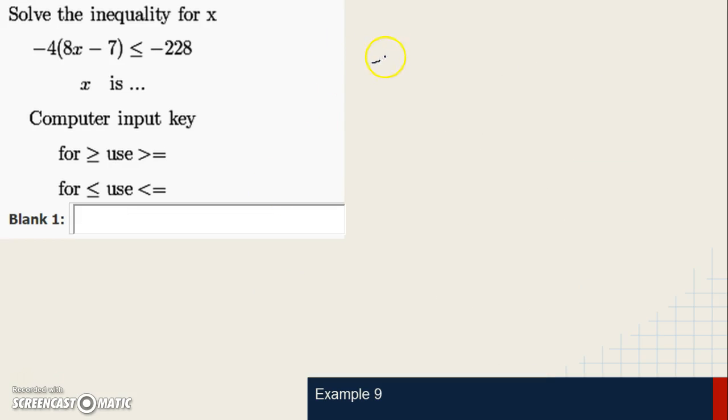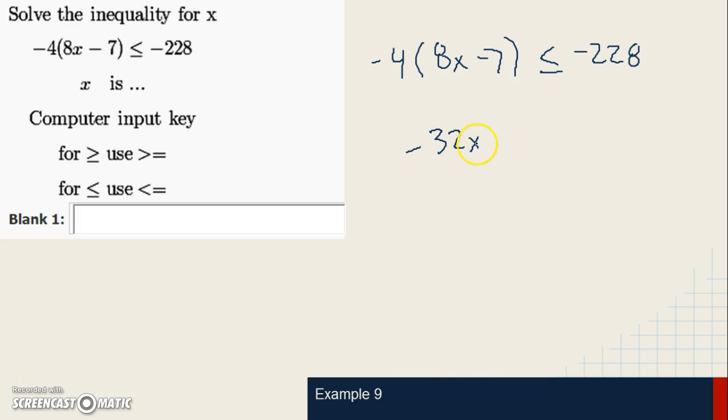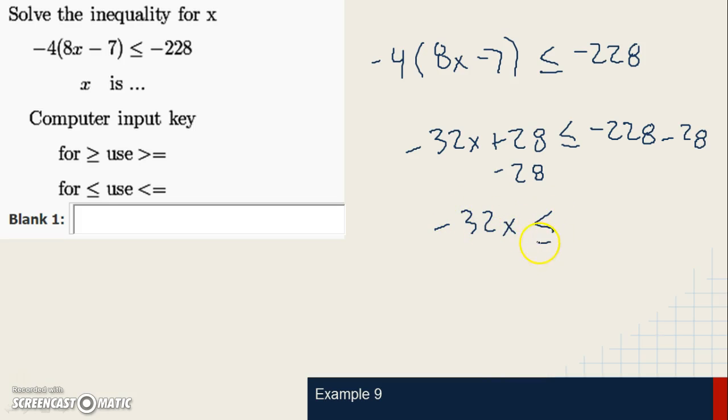Example number 9. Negative 4 times 8x minus 7 is less than or equal to negative 228. Negative 32x plus 28 is less than or equal to negative 228. Now I can start isolating x by eliminating these numbers. I'm going to minus 28, minus 28. And what I'm left with on the left side is negative 32x is less than or equal to negative 256.